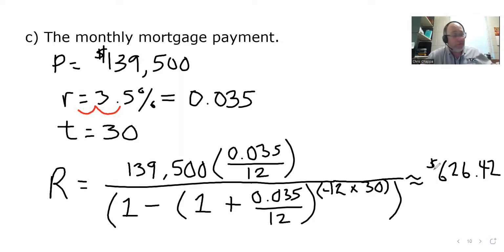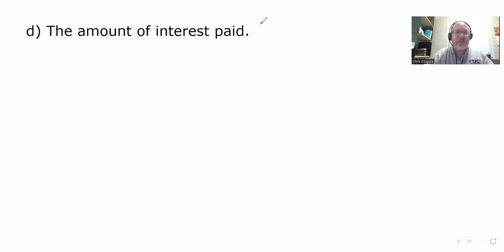Many mortgages are well over $1,000. If you're frugal and play things out right, you can keep your mortgage payment low. All right, so numbers go into the formula, monthly payment comes out. And let's answer the last question, which is the amount of interest paid. Now, keep in mind that the general idea of interest is the extra that you pay on top of what you borrowed.